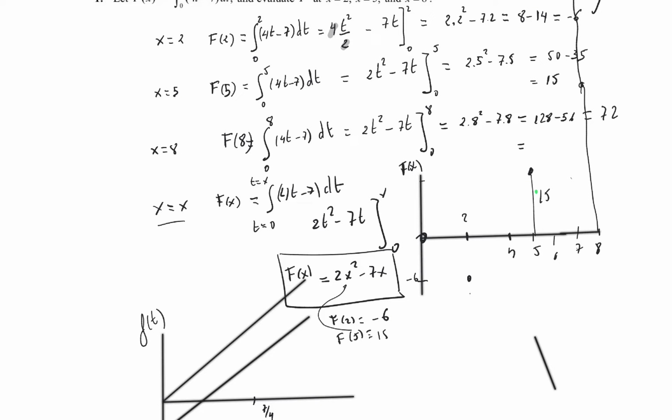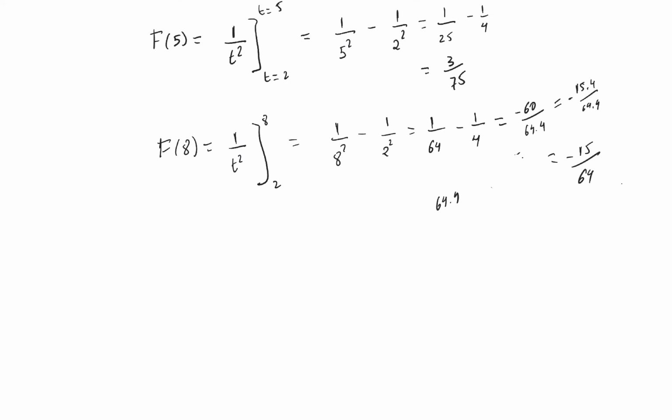So maybe the function will do like this. Maybe, but it will not do like this. It will do something like this. The F of x will probably do something like a parabola. And indeed, it's 2x squared minus 7x. Okay, this is the F of x. Let's do the next problem.